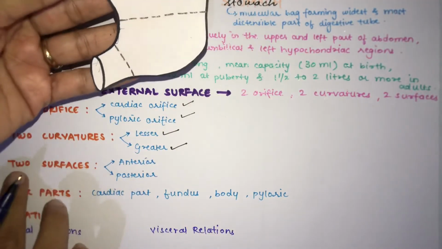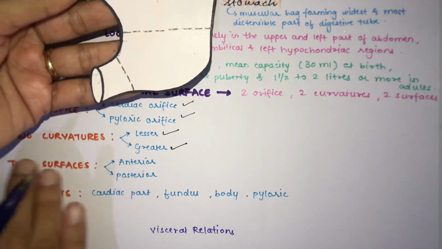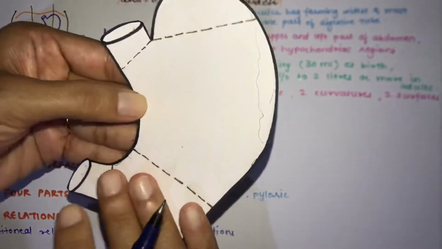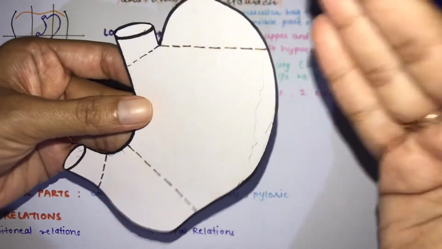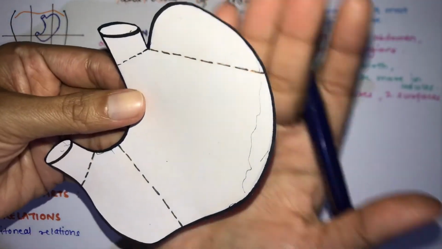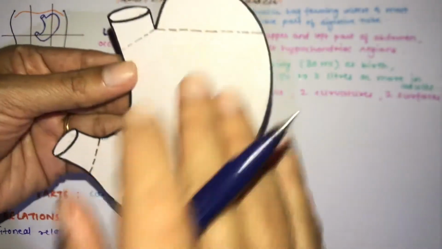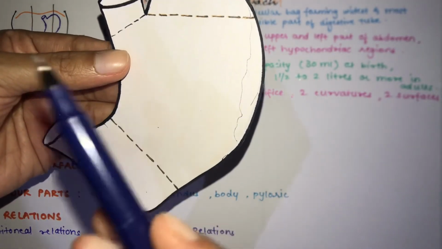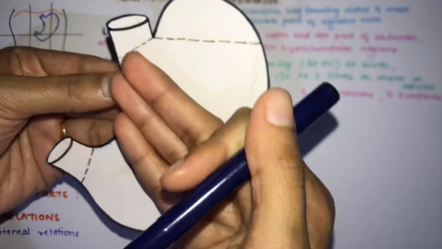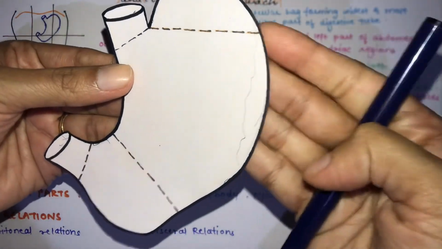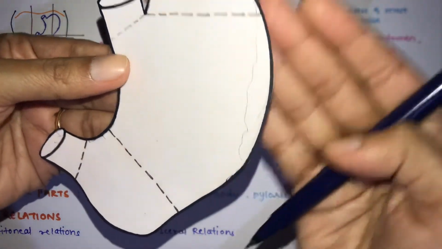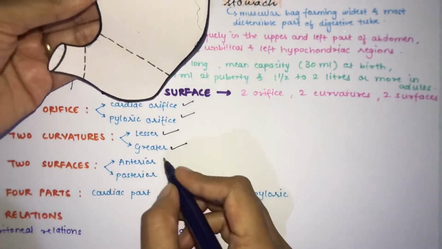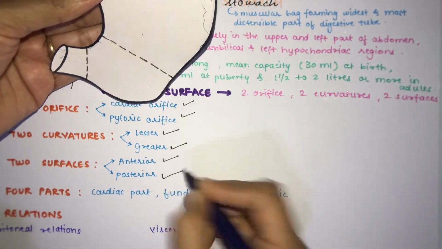Now moving towards the surfaces. In your stomach you have two surfaces, that is the anterior surface and the posterior surface. The surface which is lying back to your stomach is the posterior and in front is your anterior surface. The anterior surface is facing forwards and upward, and the posterior surface is facing backward and downward. So this is about the surfaces, that is your anterior surface and posterior surface.